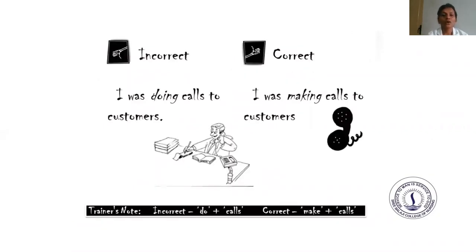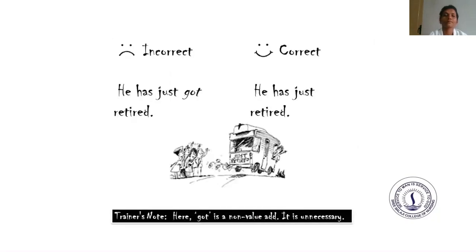I was doing calls to customers. I was making calls to customers is correct. So incorrect is do plus calls, and make plus calls is correct. He has just got retired is incorrect. He has just retired. Here, got is a non-value add. It is unnecessary. There is no value for adding got here.